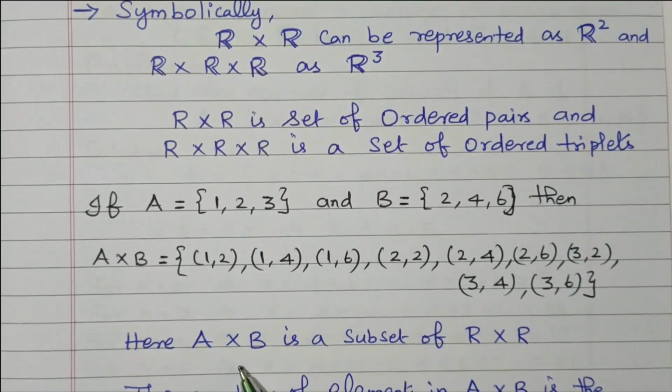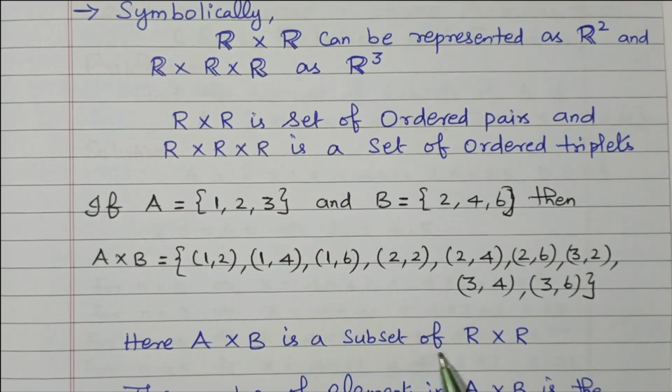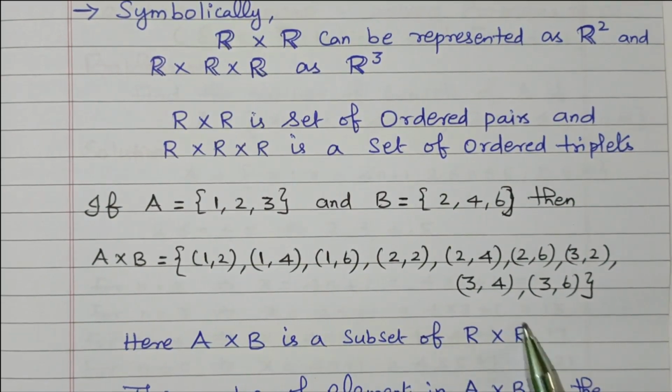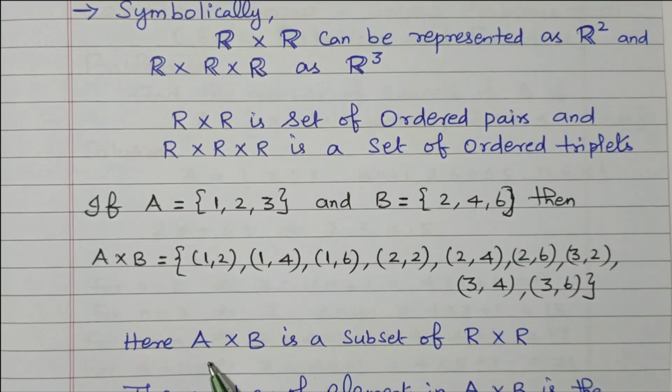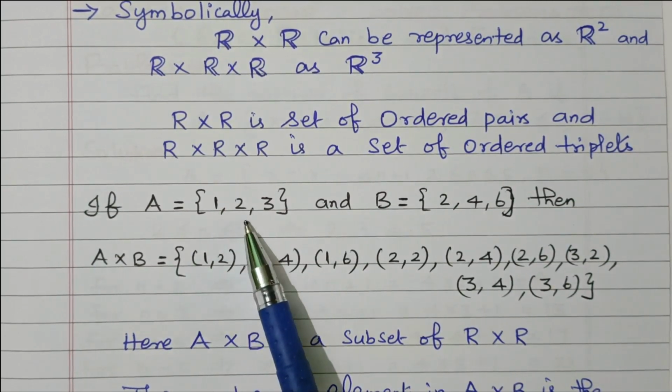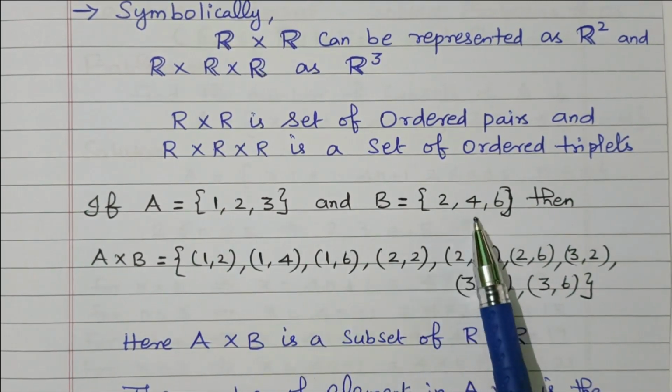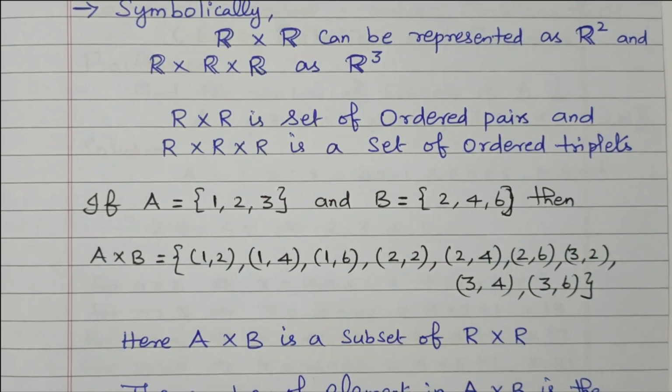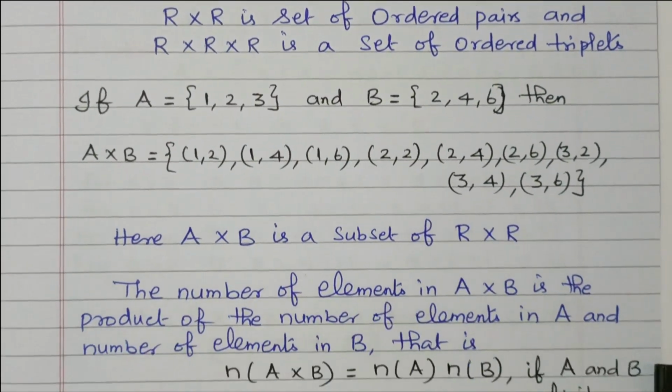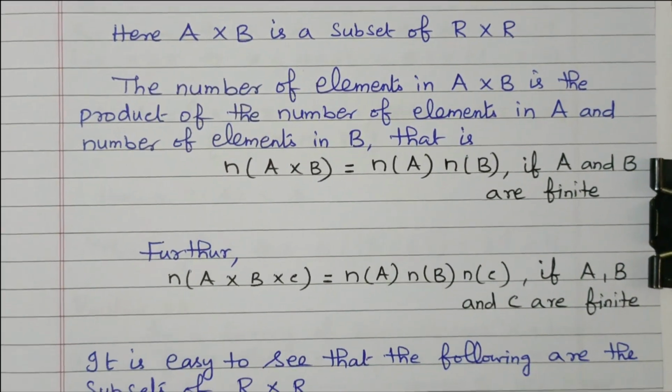Here A cross B is a subset of R cross R. So R cross R is the main set and A cross B is a subset. It only contains 1, 2, 3 from A and 2, 4, 6 from B, so that is called a subset. Right? Now let's go for the further analysis.